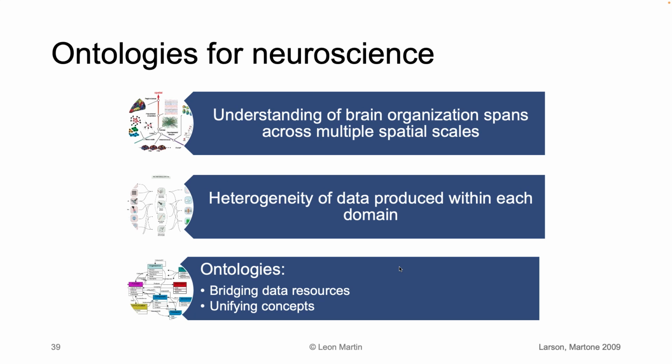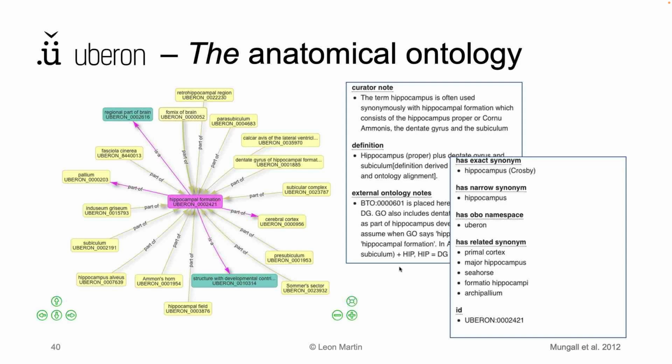So, for example, the Uberon Anatomical Ontology is a multi-species ontology that defines basically all of the anatomical compartments of a living species, ranging from fruit flies to humans. And as you can see here, we have a definition of the hippocampal formation, which is part of the subicular complex, which is part of the cerebral cortex, and we also have different links to different species and stuff like that.